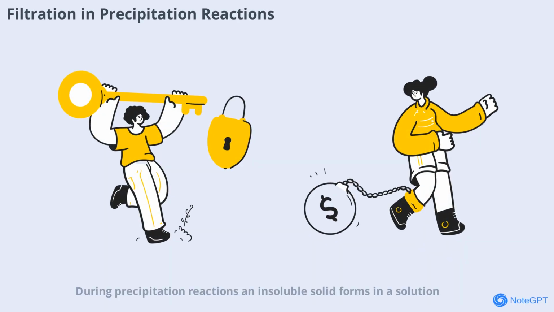During precipitation reactions, an insoluble solid forms in a solution. Filtration is used to separate this solid, called the precipitate, from the liquid. This technique is essential for isolating products in inorganic and analytical chemistry. Proper filtration ensures that the precipitate is collected efficiently and that the remaining solution is free of solid particles.